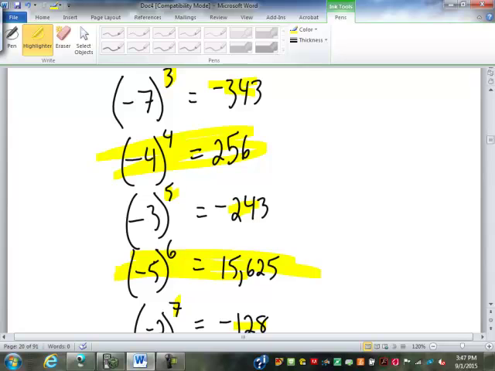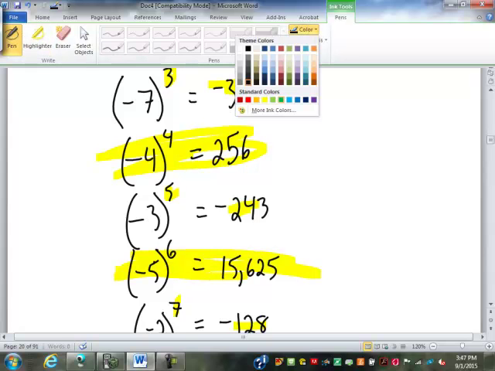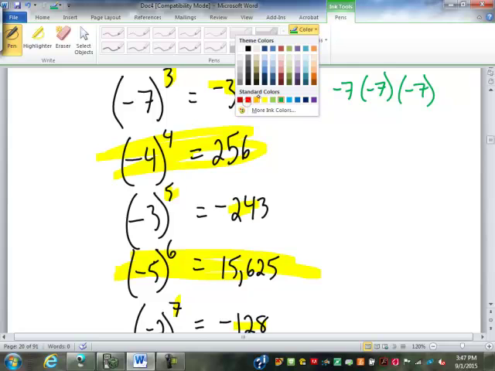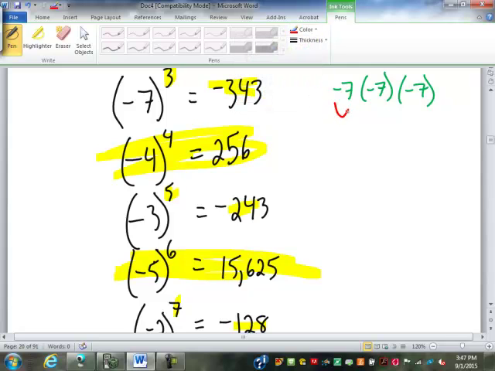Let's look at that. If we were to calculate one of these out by hand, negative 7 to the third power is negative 7 times negative 7 times negative 7. Well, negative 7 times negative 7 is a positive 49. Times a negative 7, well, now it's a positive times a negative, so it has to be a negative 343.